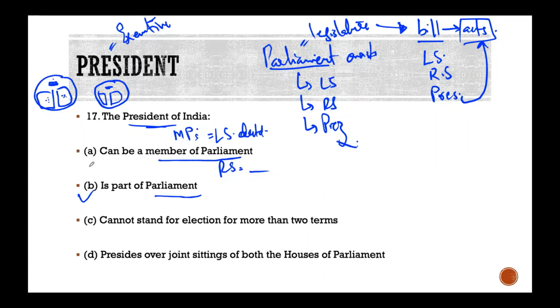For instance, I'll give you an example. Pranab Mukherjee was a member of parliament from one of those Kolkata constituencies. But when he became president, at that time he resigned from the Lok Sabha and chose to become the president. Okay, let's give the second option. The president cannot stand for election for more than 2 terms. Can you tell me in which country this statement would be true?